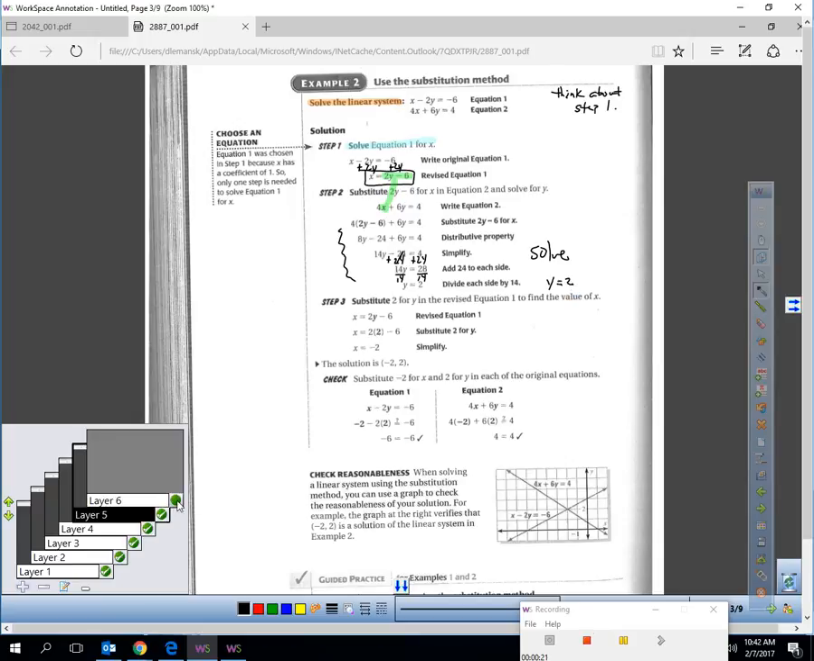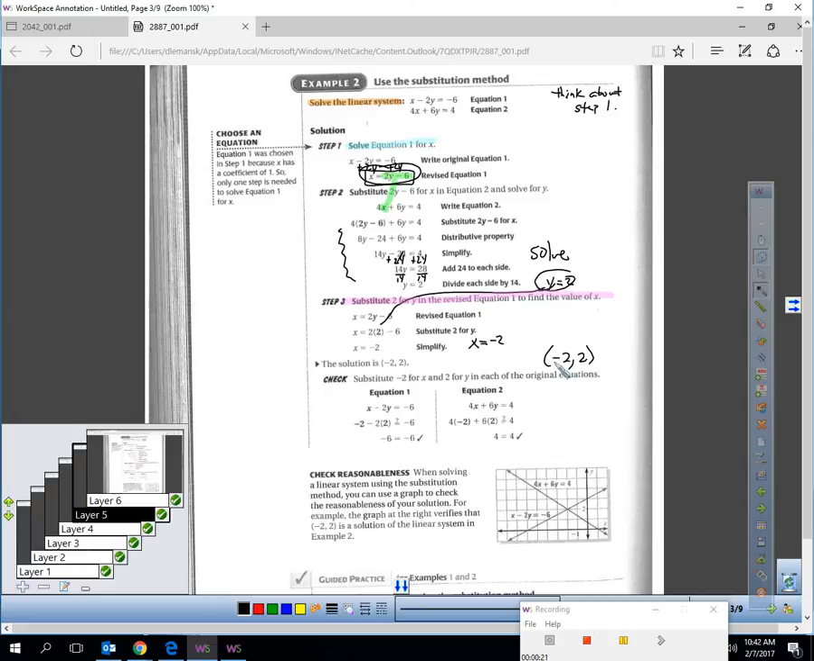Take 2 for y, plug it into our original statement up here. Plug in 2 for y, and 2 times 2 is 4. 4 minus 6, negative 2. X must be negative 2, so my ordered pair would be x negative 2, y 2. That should be the solution.